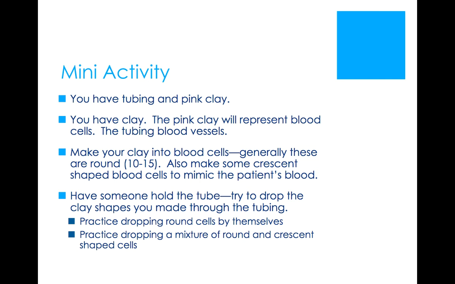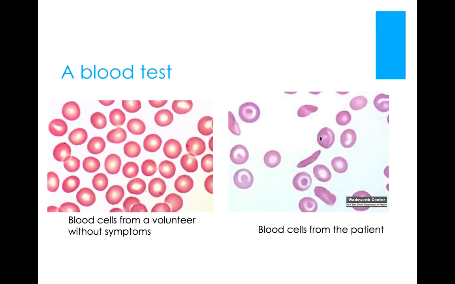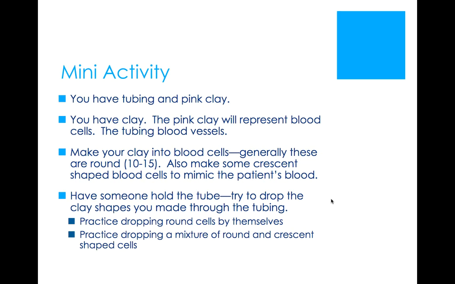All right, so now I'm going to show you the mini activity. To do this mini activity, you'll need a tube and some Play-Doh or clay. It doesn't have to be pink, but I'm using pink to represent blood cells. And you're going to make some blood cells. You are going to make round blood cells. It says 10 to 15. You don't need to make that many. And we're going to make some of these crescent-y, misshapen ones to represent those blood cells as well. And then we're going to drop the blood cells through our tube.